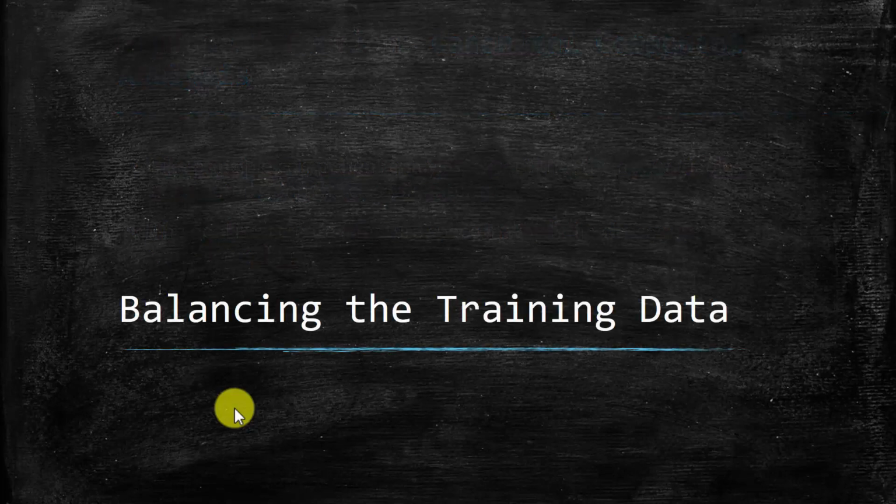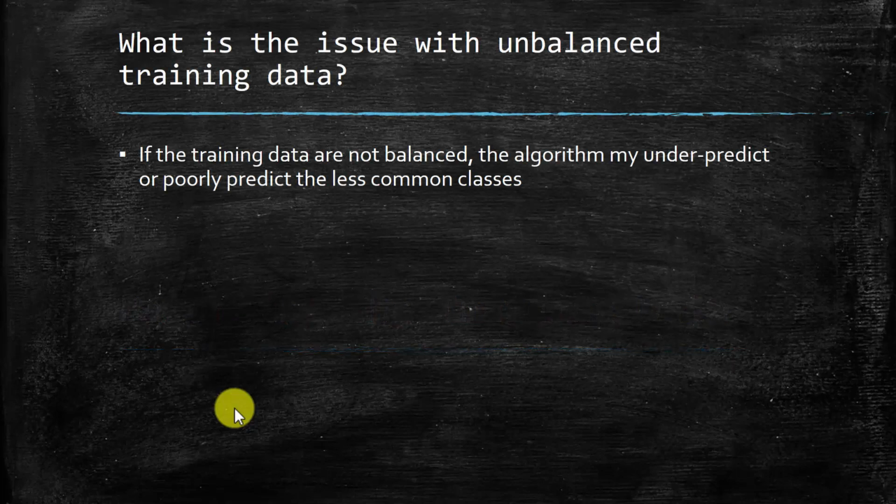Okay, another thing you might be concerned about is balancing the training data. This may or may not be an issue depending on the situation you're in, but this has been shown to have a pretty big impact on model accuracy, so it's worth considering. So what is the issue with unbalanced training data? This is the key issue. If the training data are not balanced, the algorithm may underpredict or poorly predict a less common class.